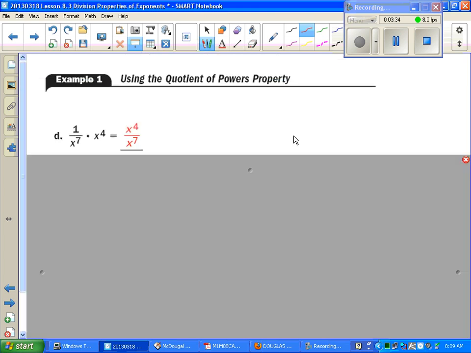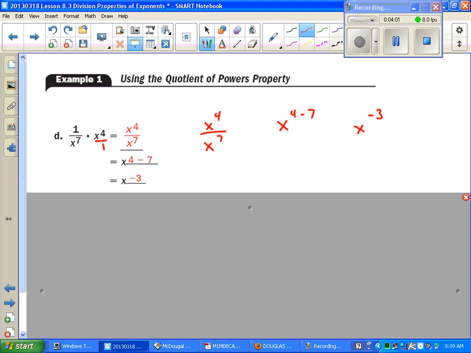And then the last one from example number 1 says 1 over x to the 7th times x to the 4th. Remember, everything's considered to be over 1. So when you multiply straight across, 1 times x to the 4th gives you x to the 4th over x to the 7 times 1 gives you x to the 7. Now notice you're dividing the same bases. Both of them are x. So you have x to the 4 minus 7, which gives you x to the negative 3rd. That needs to ride that elevator down.